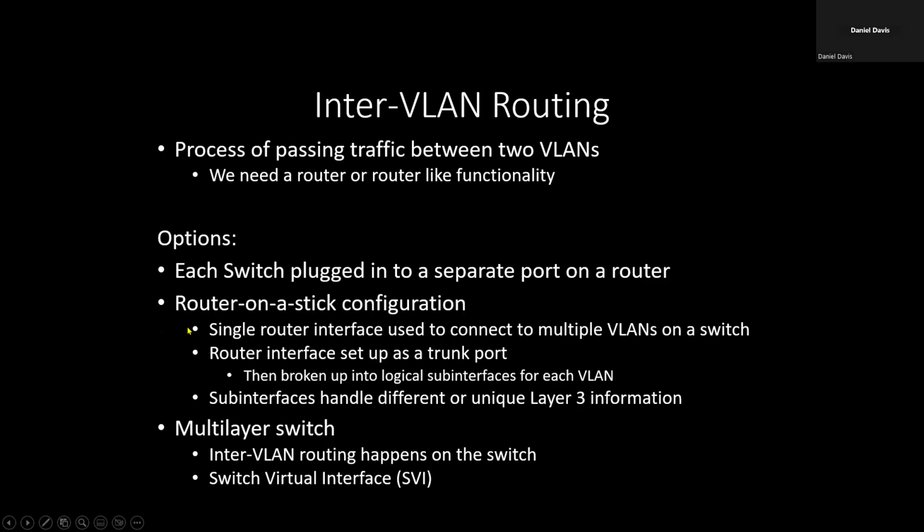Another choice is something called a router on a stick configuration. Essentially, we have a special router that is designed to deal with virtual LANs, and it will have a trunking port, or a router interface that is set up as a trunking port. And so all of that communication on the VLANs will be funneled into a trunking line or a trunking port on your router.